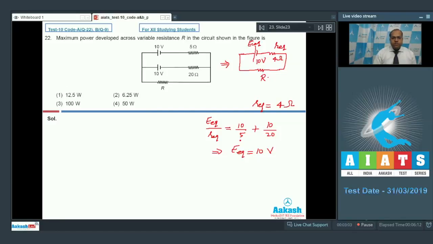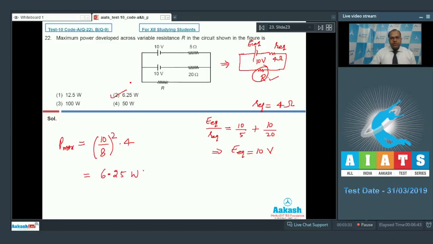Now from the maximum power transfer theorem, we know that the value of this variable resistor must be equal to 4 ohm in order to have maximum power in this resistor. So the maximum power is given by current through this resistor. So the current will be 10 volt divided by total resistance 8. So I square into R. So the value of R is 4. So in solving this, it comes out to be 6.25 watt. So option 2 is the correct answer.